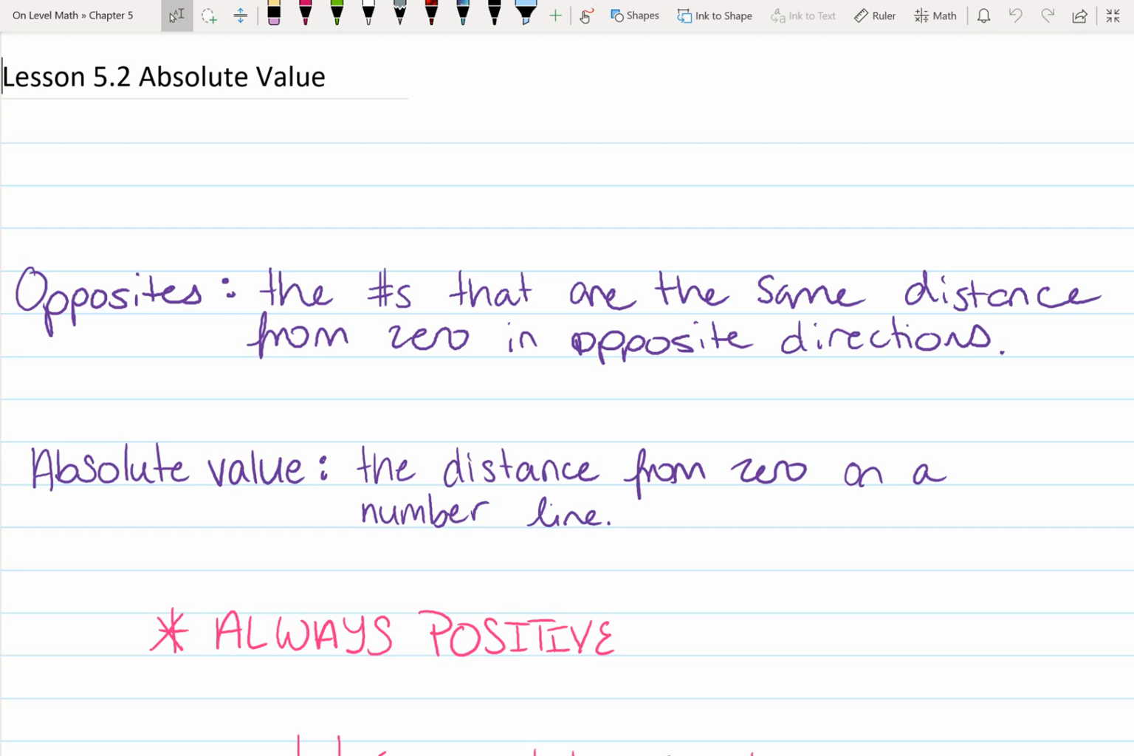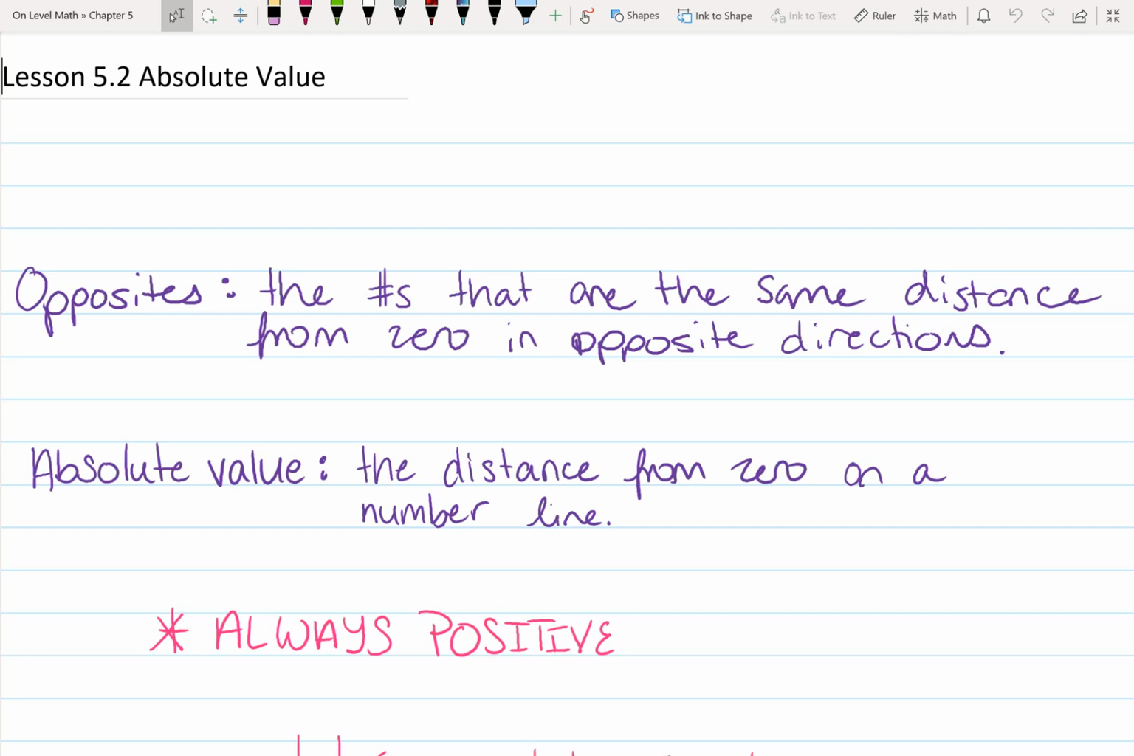So opposite of up is down, opposite of down is up, opposite of left is right. Our normal opposites that we think of. When we think of the opposite of a positive number, it's a negative number. Opposite of a negative number is a positive number. So opposites, the numbers that are the same distance from 0 in opposite directions.